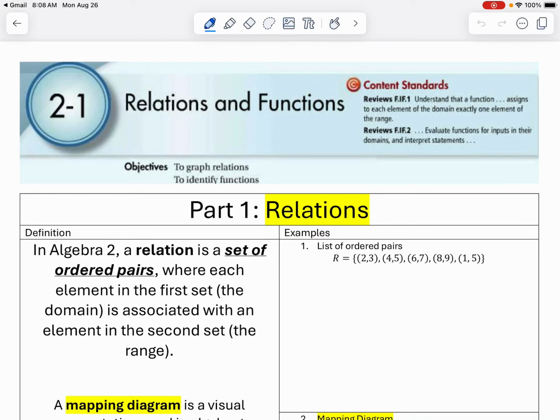Hey guys, welcome to the first lesson in Unit 2. We're going to talk about something called relations and functions.